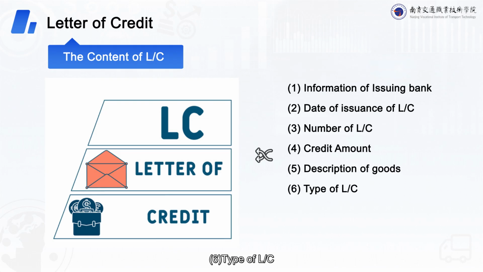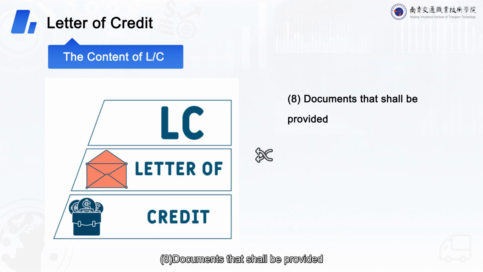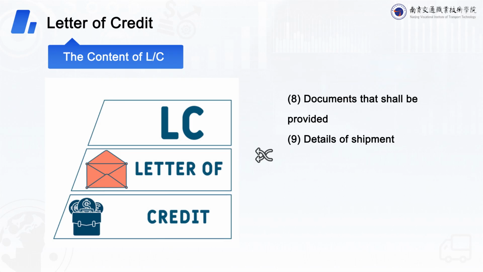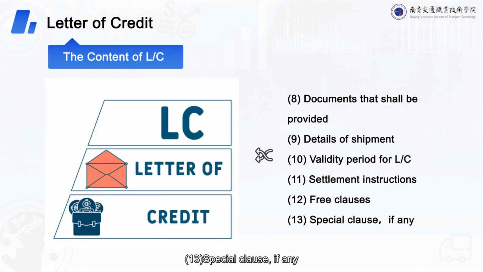6. Type of LC. 7. Full name and address of the parties concerned. 8. Documents that shall be provided. 9. Details of shipment. 10. Validity period for LC. 11. Settlement instructions. 12. Free clauses. 13. Special clause, if any.